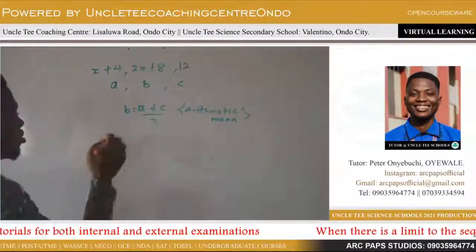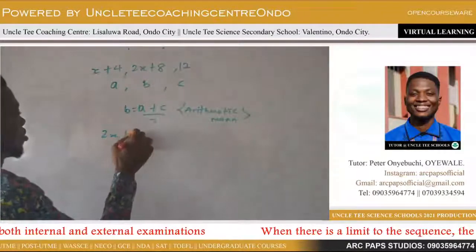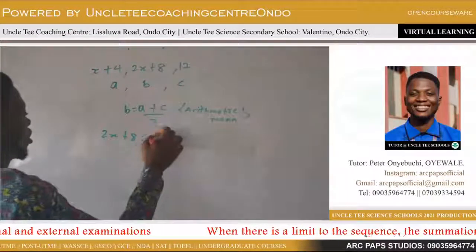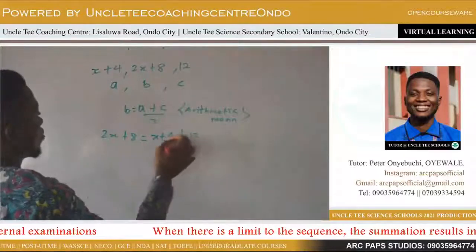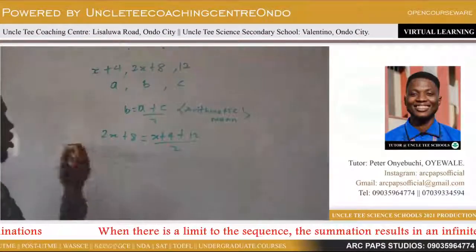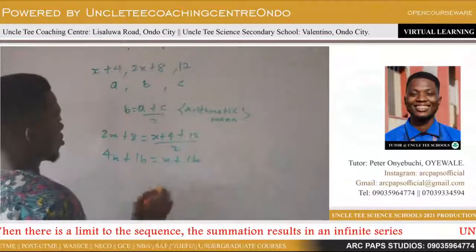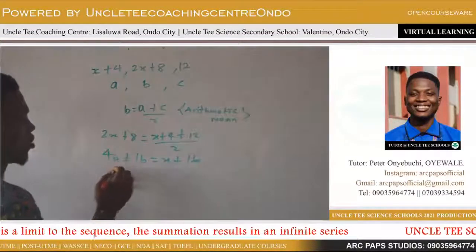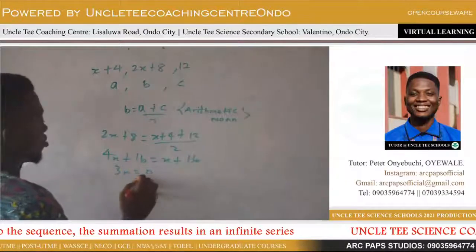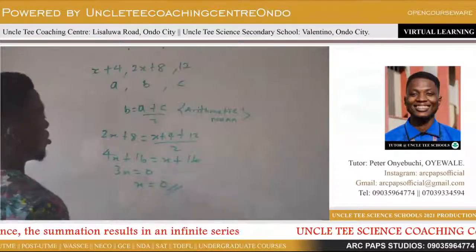So it therefore means that 2x plus 8, which is our B, is equal to x plus 4 plus 12 divided by 2. Now you cross multiply, 4x plus 16 is equal to x plus 16. Now collect like terms, you have 3x is equal to 0. It means our x is 0.